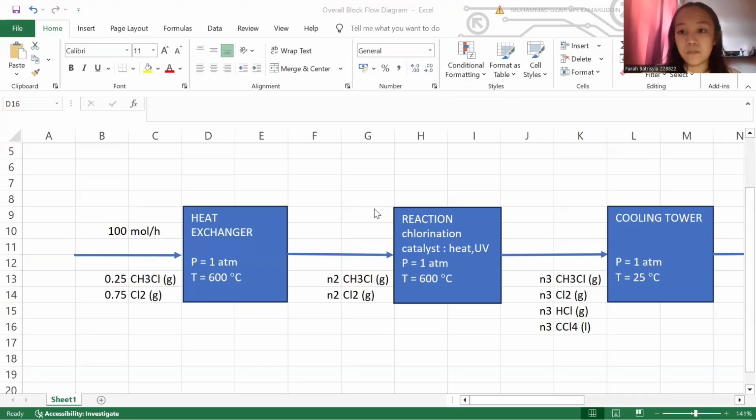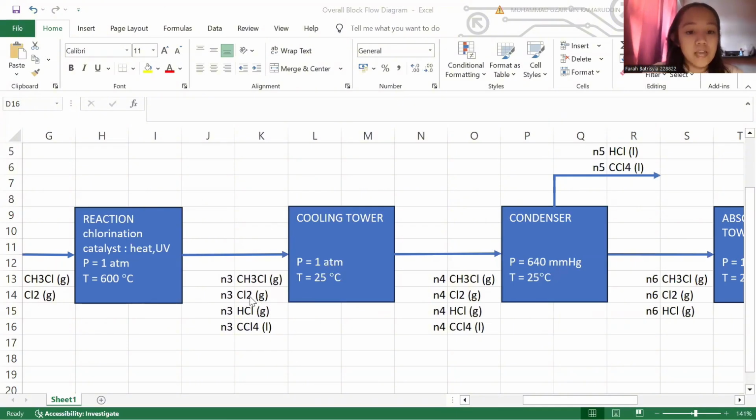My name is Farah Batrisyia with the matrix number of 228822, and I'm going to be explaining about the overall block diagram. First, we have the heat exchanger. It is to heat up the process to 600 degrees Celsius, because in the reactor it needs to be 600 degrees Celsius to break down CH3Cl into HCl and CCl4. Then next, we will go to the cooling tower.